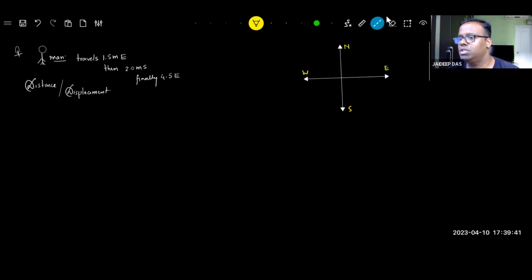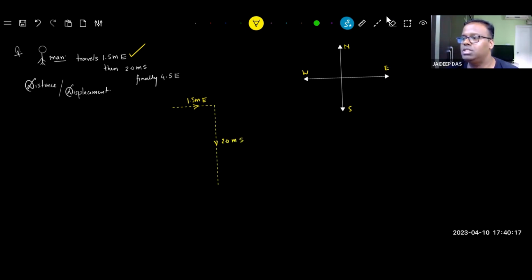First of all, what's happening? The person is traveling 1.5 meters east. Any scaling we can do, that's not an issue. So this is 1.5 meters towards east. Whenever you say east, you should give an arrow. Thereafter, he travels 2 meters south. So he has traveled 2.0 meters, and this has gone south.